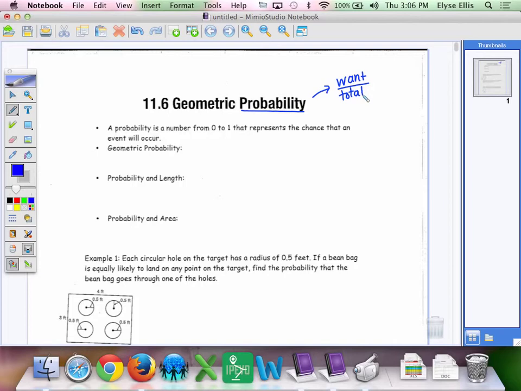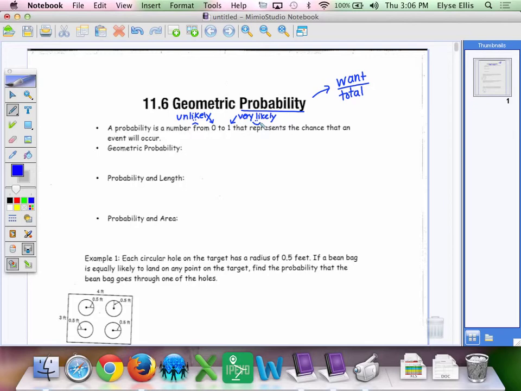A probability is a number from 0 to 1 that represents the chance that an event will occur. The zeros are kind of unlikely to happen. Sad face. And then the closer to 1 you get, it's very likely to happen, which is usually a good thing.